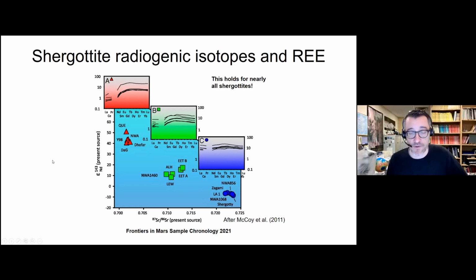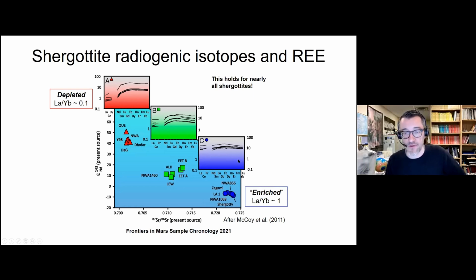And in fact, their whole rock rare earth element patterns are consistent with this, where these ones here have a depletion in the light rare earth elements. So the lanthanum/terbium ratio is low. The enriched ones really have a flat rare earth element pattern, and then you have intermediate ones. And this seems to continue to hold for nearly all of the shergottites.